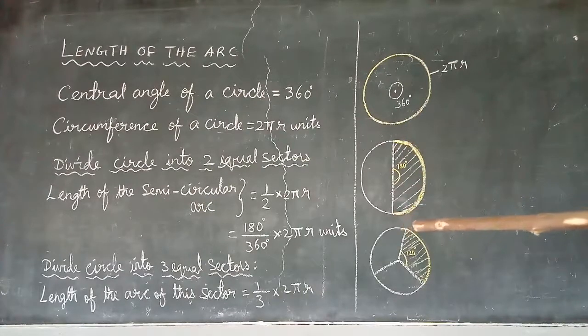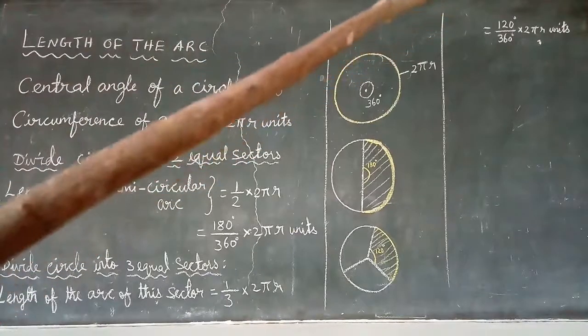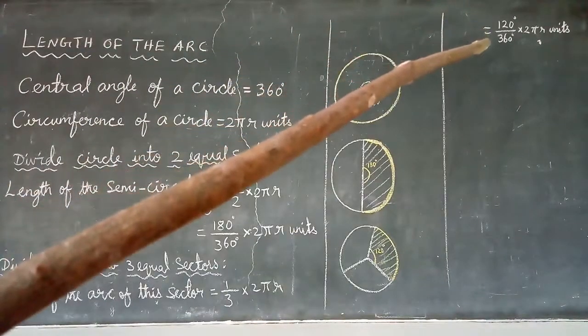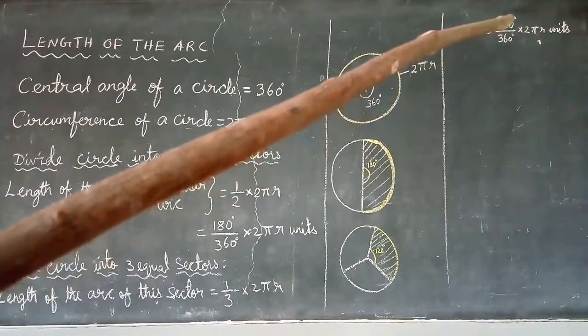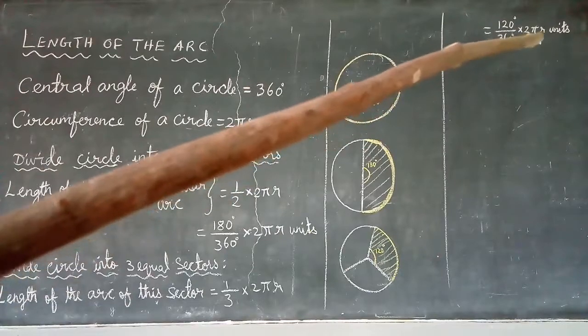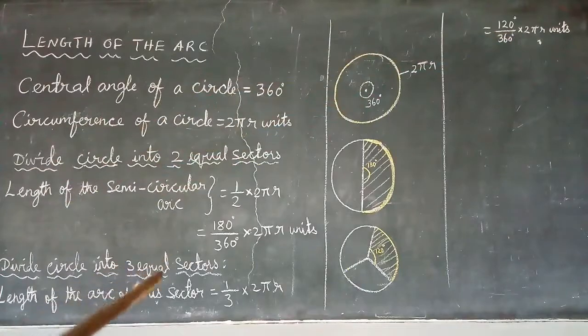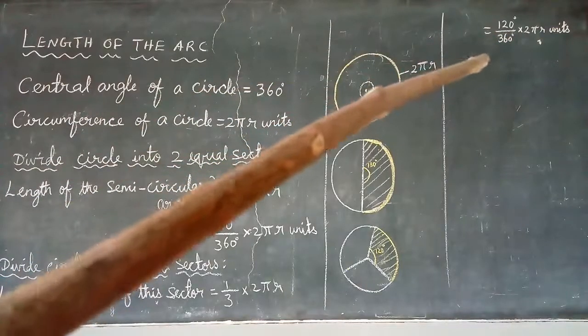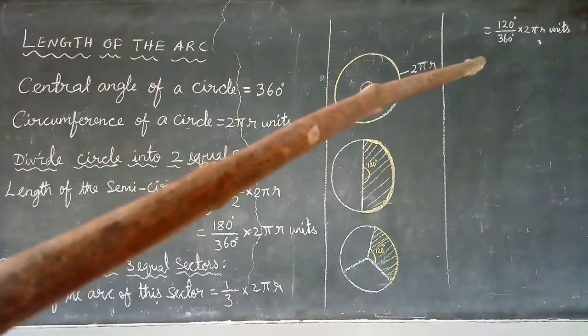When we divide into 3 equal sectors, it is 1/3 of the circumference. Instead of 1/3, we can write 120 degrees by 360 degrees. If you cancel, you will get 1/3. So 1/3 into 2 pi r is 120/360 into 2 pi r. This is the length of the arc of a sector which is divided into 3 parts.